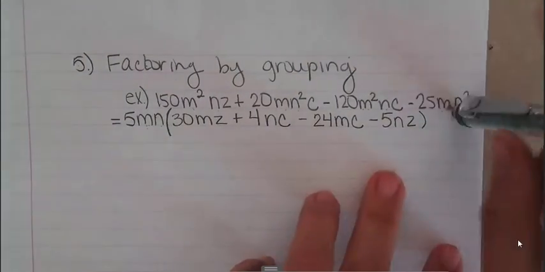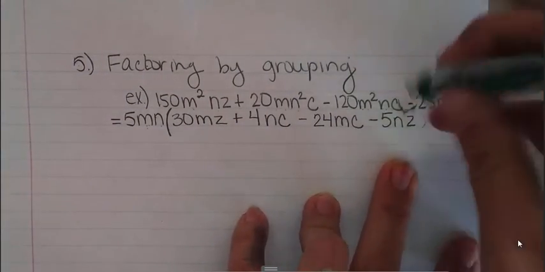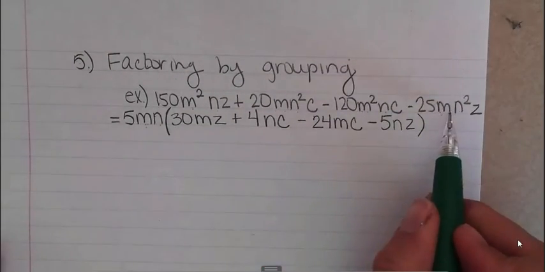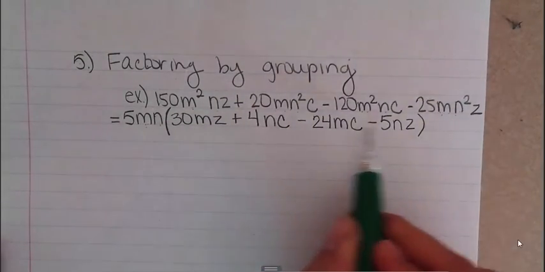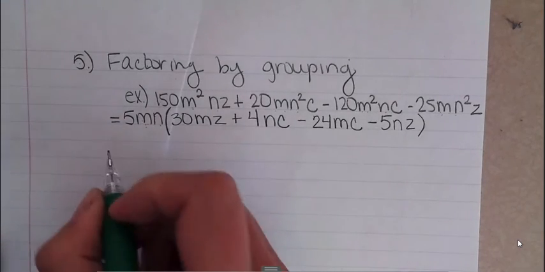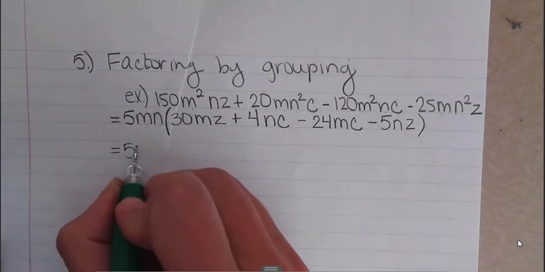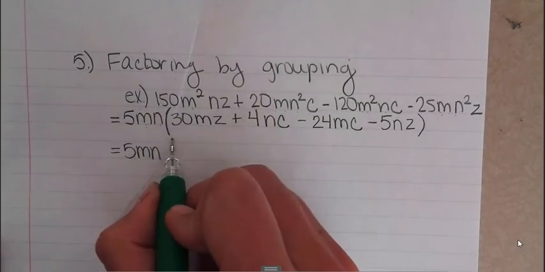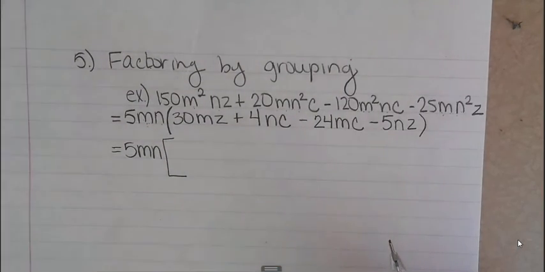Okay, so this is where the grouping comes into play now. I could have gone straight to grouping here, but it's just easier to work with these numbers and leave this outside, which is exactly what I'm going to do. I'm going to leave the 5mn outside, and as I continue to factor this, I'll put that into brackets, okay?